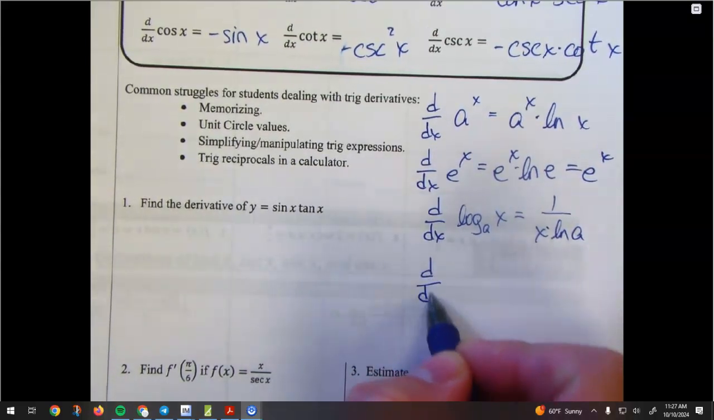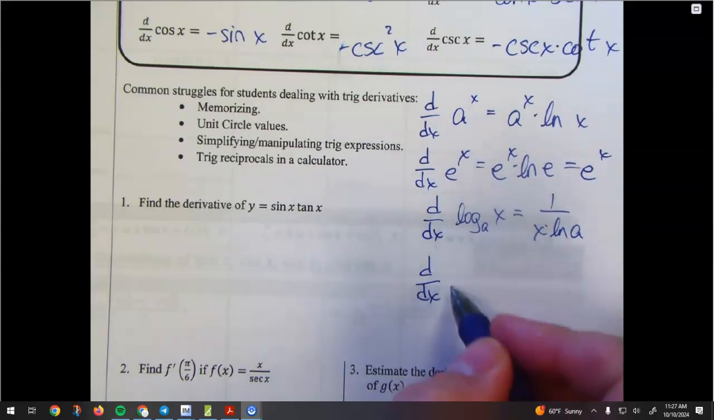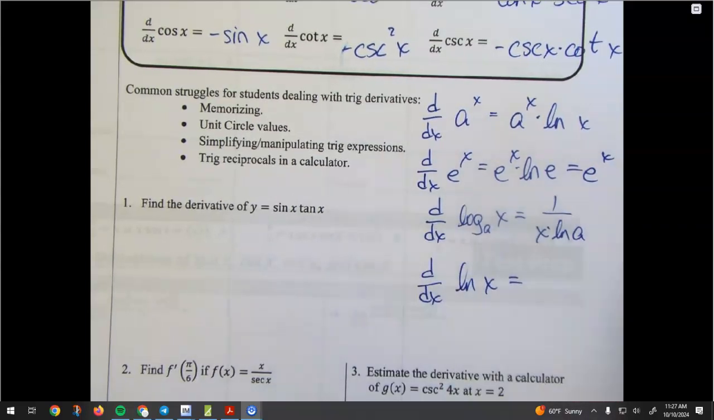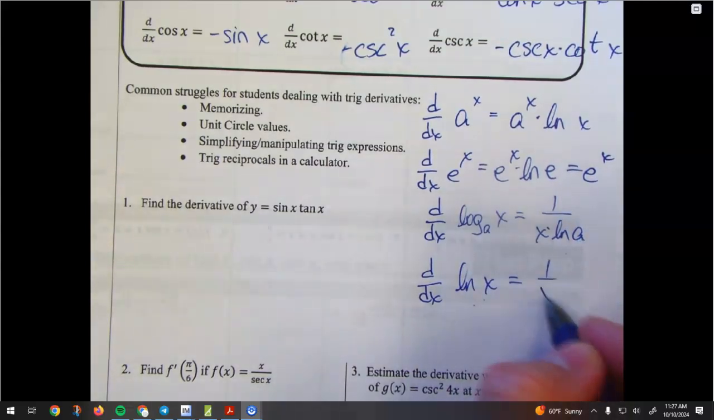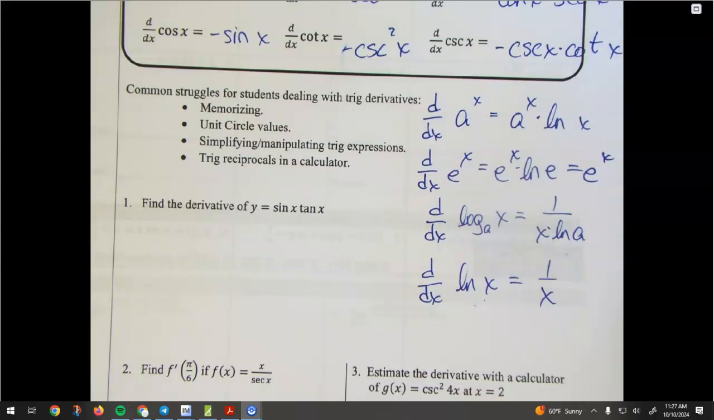And then the 4th rule, which is really just a special case of that one, is if we have natural log of x, then the a is e. So natural log of e just goes away and you just get 1 over x. But that's 10 of them. There's 6 more coming soon. And you really have no choice but to memorize.